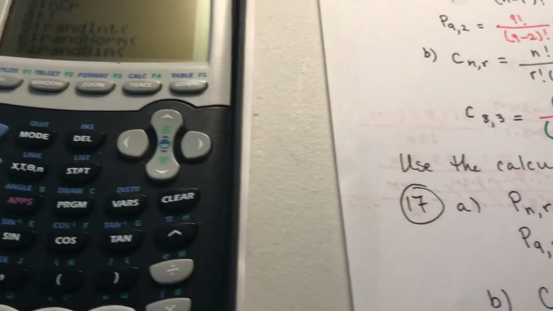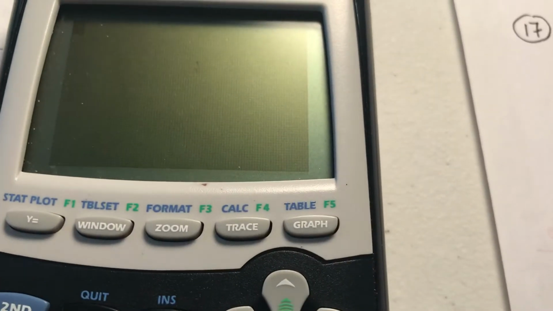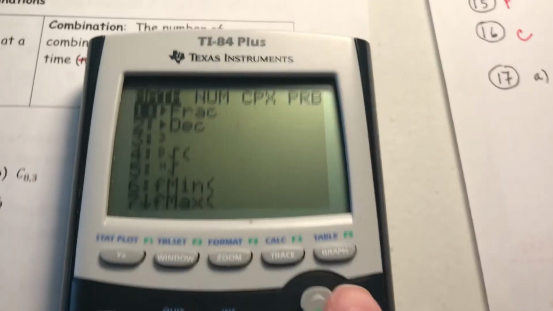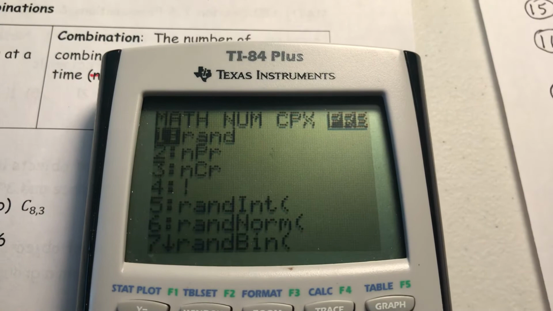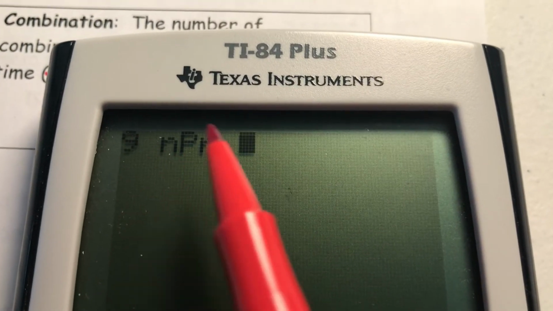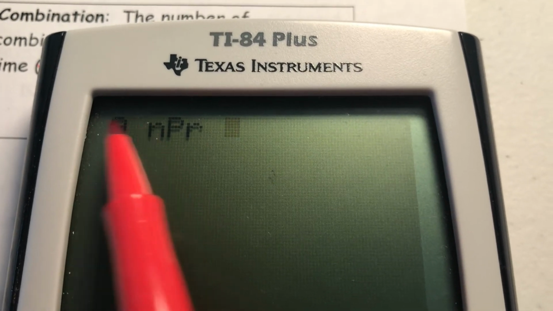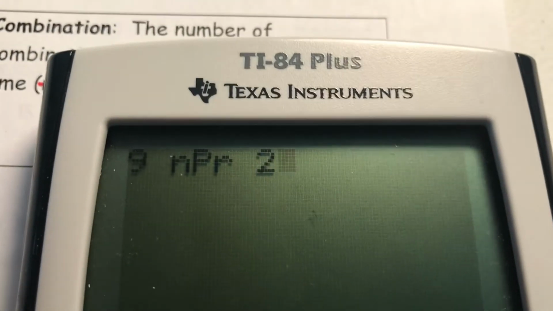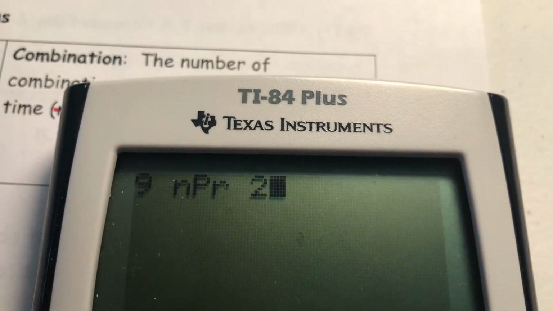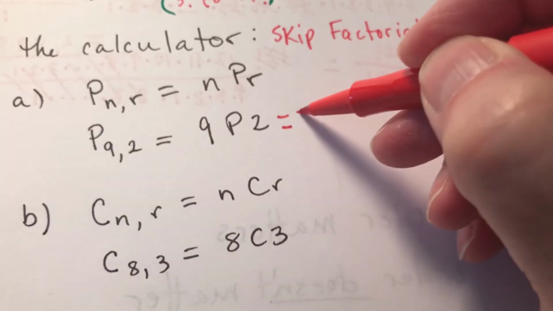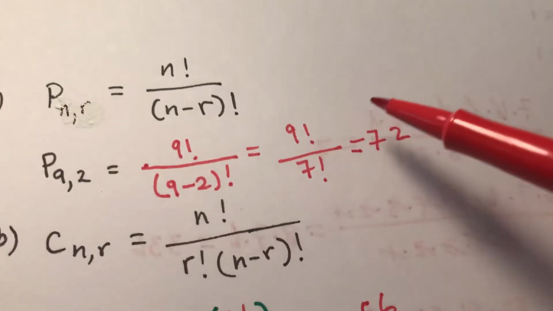So over here, I'm going to clear this out. You first have to go 9, and then go to math, go to probability, and go down to this one, nPr. It depends on how old your calculator is. Mine does nPr. Some of the calculators will actually put the 9 in the right place. And then we're going to put a 2. So it depends on your calculator, but you always have to type in the 9 first. That's the one thing you have to remember. And look, we got 72, and that's what we got when we did all the work.